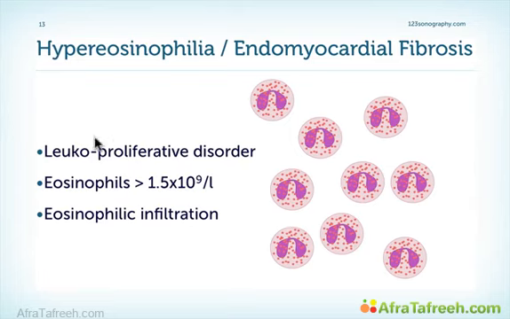Now let's turn to the hypereosinophilia endomyocardial fibrosis type of restrictive cardiomyopathy. Basically, it's a leukoproliferative disorder which is caused by excessive amounts of eosinophilic cells, which infiltrate into the tissue and thereby cause myocardial and endocardial dysfunction.